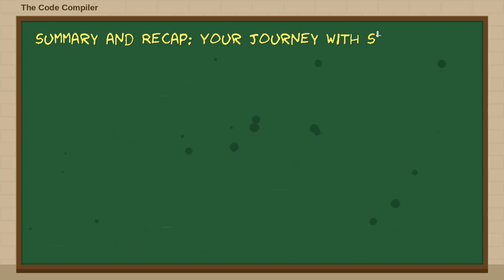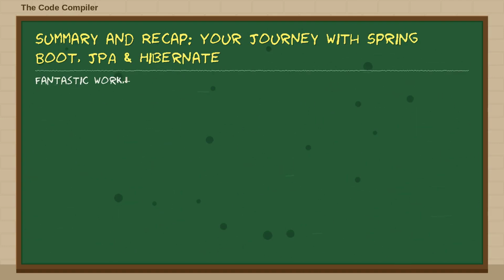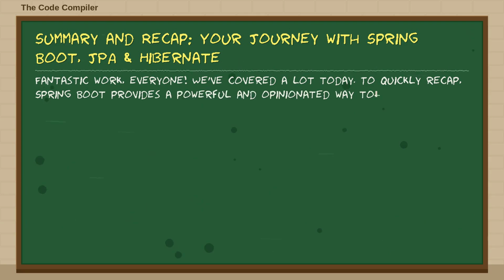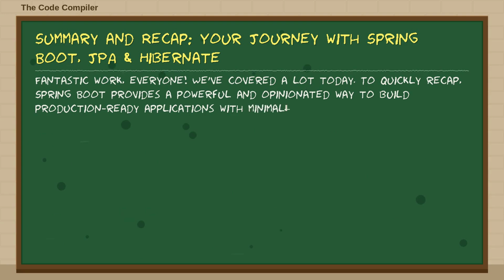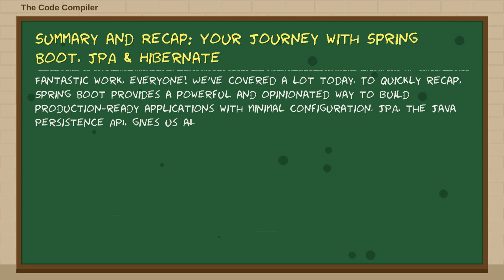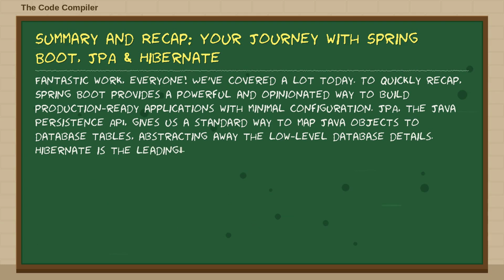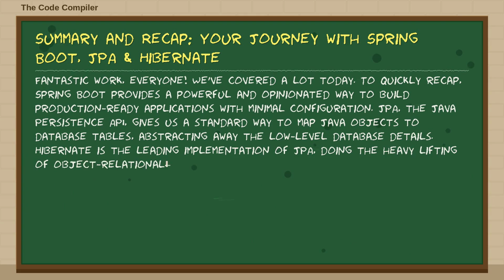Fantastic work, everyone. We've covered a lot today. To quickly recap, Spring Boot provides a powerful and opinionated way to build production-ready applications with minimal configuration. JPA, the Java Persistence API, gives us a standard way to map Java objects to database tables, abstracting away the low-level database details. Hibernate is the leading implementation of JPA, doing the heavy lifting of object relational mapping.